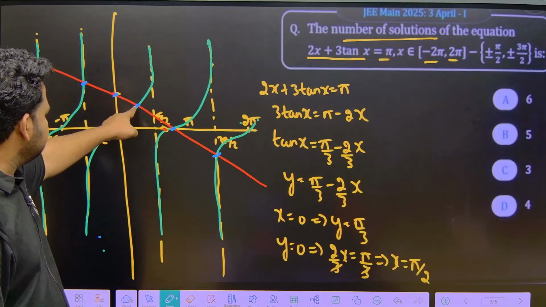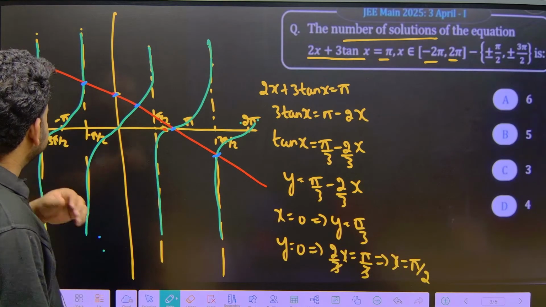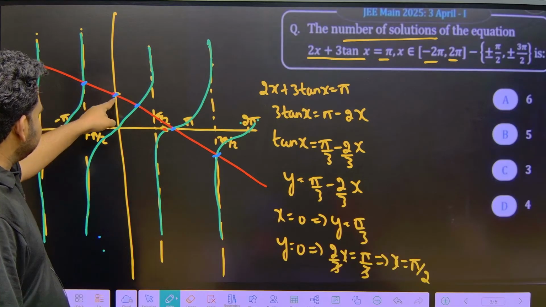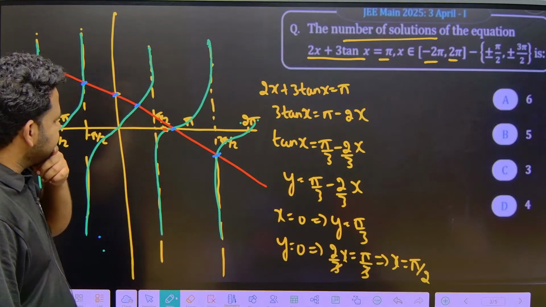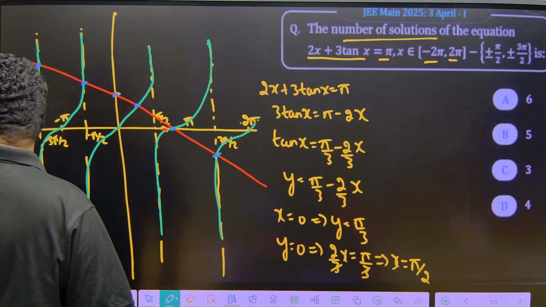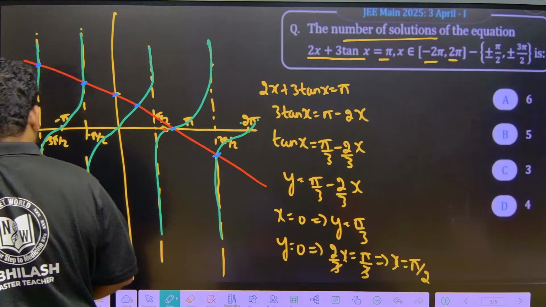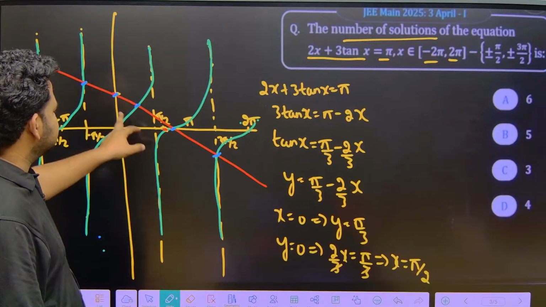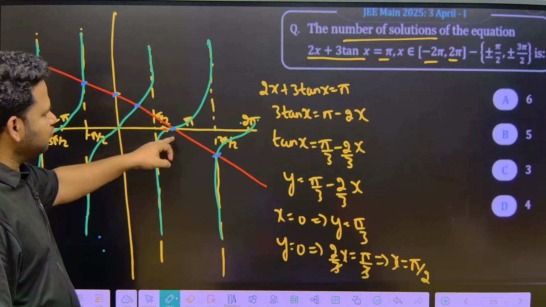1, 2, 3. Okay, this is not the point we should consider. Let us see. 1, 2, 3. Yeah, we should consider this point also. 1, 2, 3, 4, 5. Let me check once. Yes. What are all the points this line is touching? 1, 2, 3, 4, 5, 6.